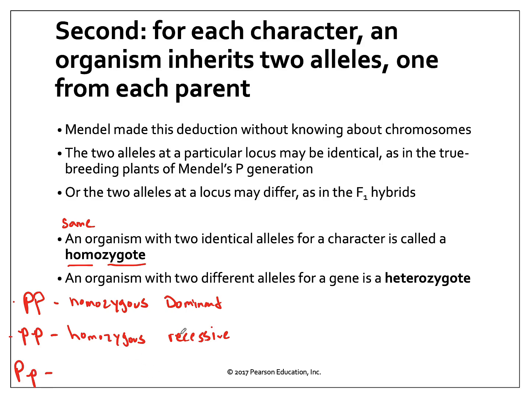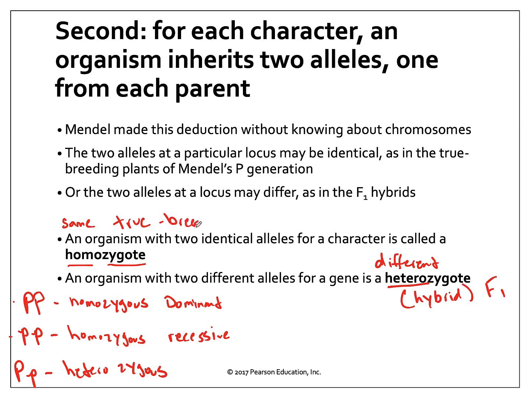There's one more option, and the other option is that you can have both, a big P and a little p. These organisms are what we call hybrids. So these are going to have two different alleles. These are called heterozygotes. Hetero here means different. Another term for these is hybrid. So that entire F1 generation were heterozygous. The homozygous individuals can also be called true breeding.